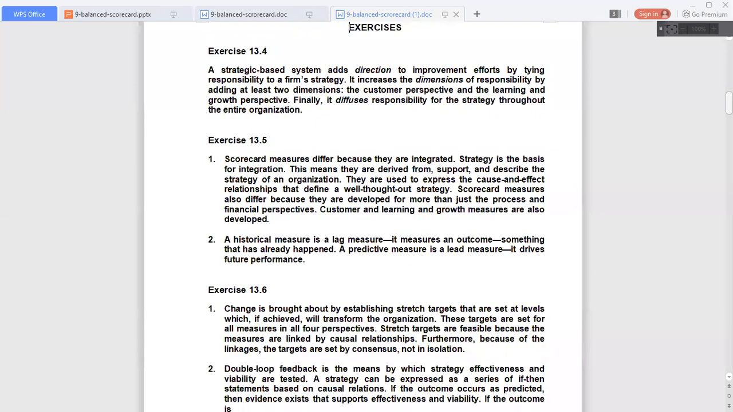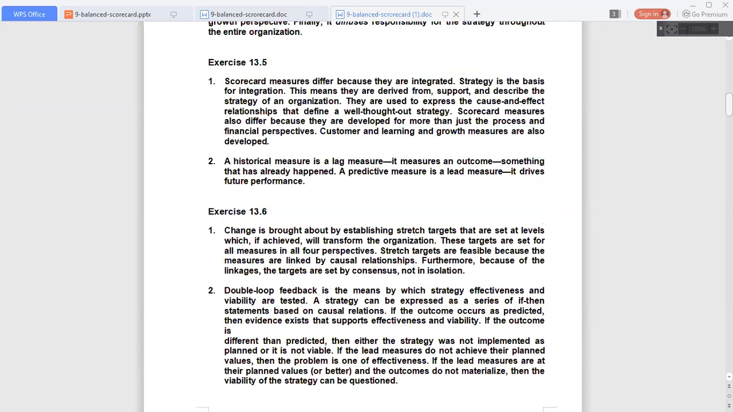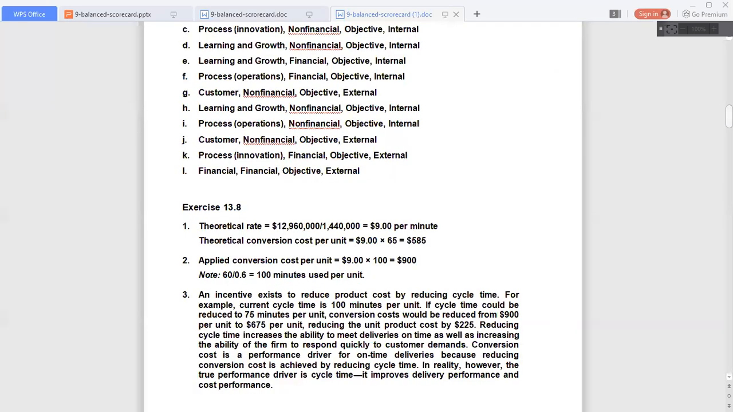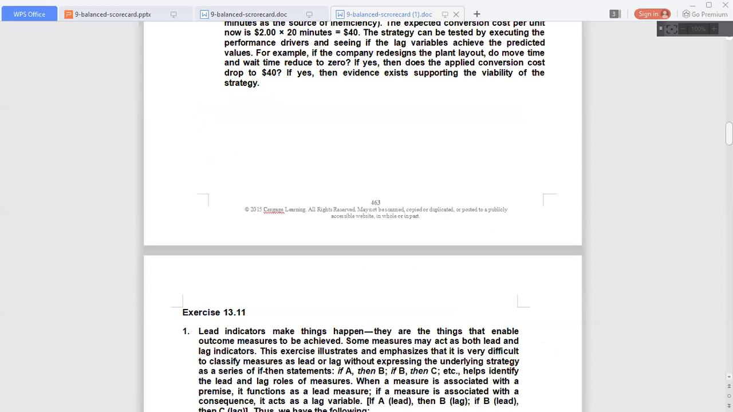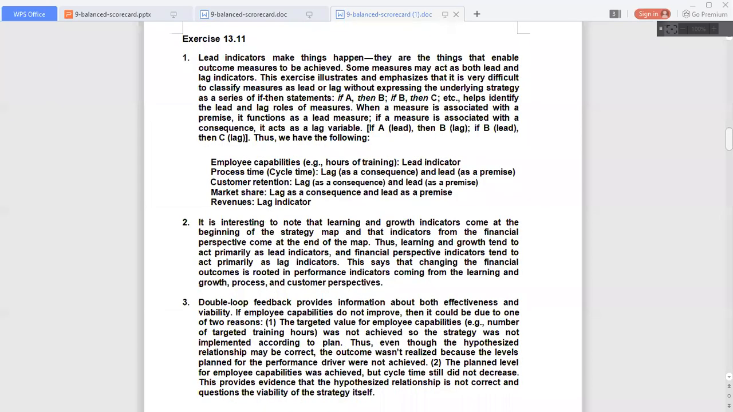exercise 9-11. Let's continue with the exercise 11. Here, lead indicators make things happen. They are the things that enable outcome measures to be achieved. Some measures may act as both lead and lag indicators.